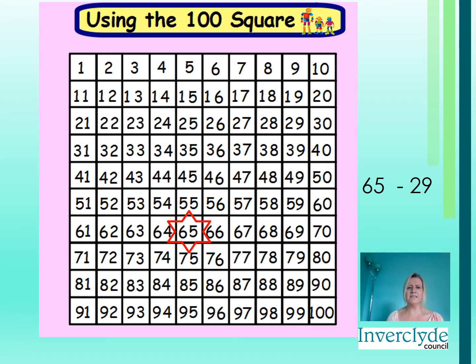Another way to see the compensating strategy is to look at the hundreds square. I've got the same calculation, 65 take away 29. I'm starting with 65 and I'm going to take away 10, 20, 30. I've taken away too much. I've taken away 1 extra, so now I'll need to make sure that I take a step in the other direction and pay 1 back. So I'm landing on 36. I took away 30, which was too much, so I need to make sure I add 1 more on at the end.